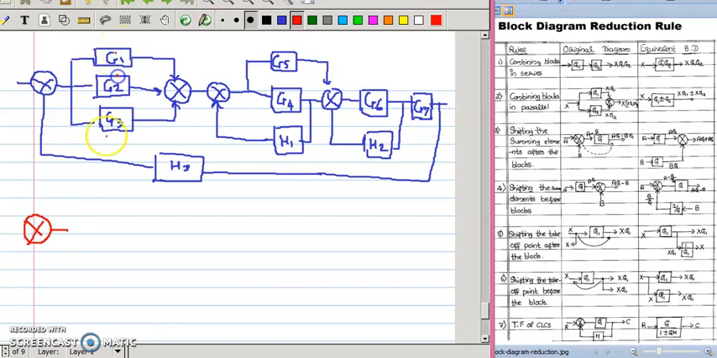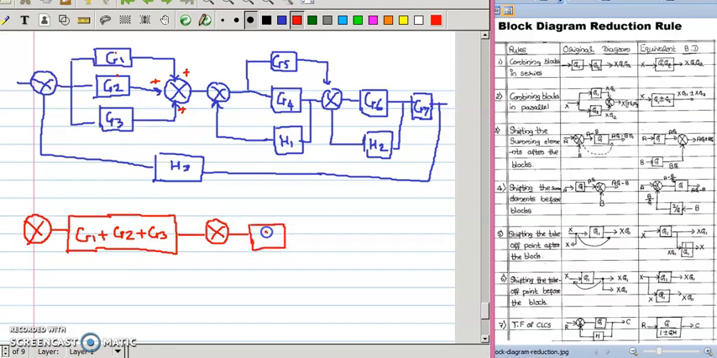Now G1, G2, G3, all 3 are in parallel, right? And what is the sign convention? All are positive. See, this is positive, this is positive, this is positive. So we use the parallel rule. So what is the parallel rule? G1 plus G2 plus G3. Just see rule number 2, combination in parallel. So it becomes like this. Now the next mixer, again we put this one as it is.